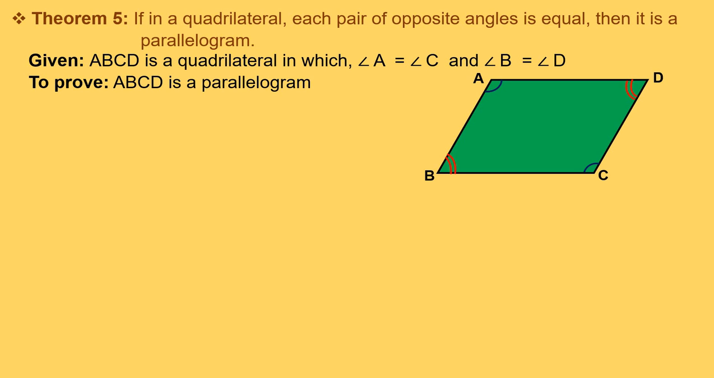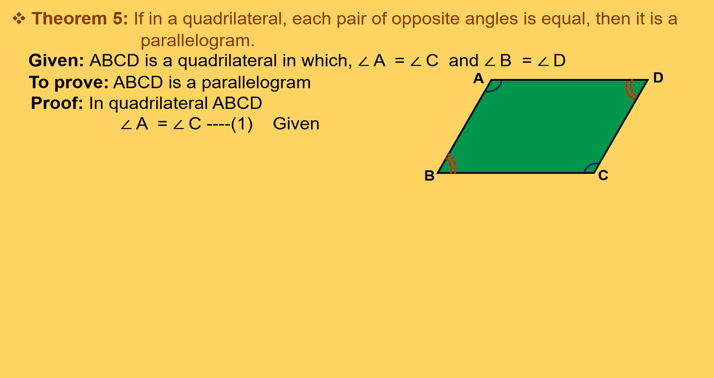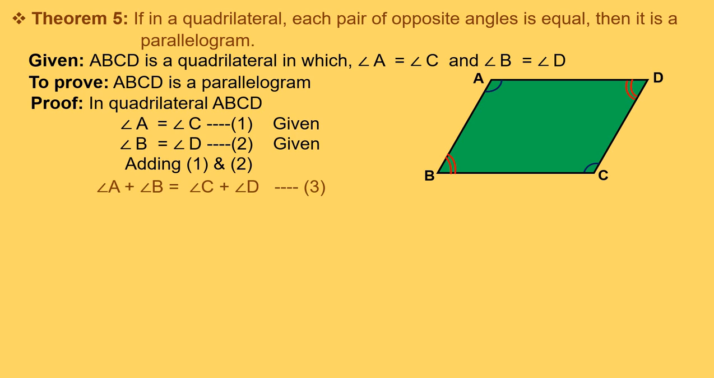So for proof, in quadrilateral ABCD, angle A is equal to angle C. Take it as equation 1, which is given. Angle B is equal to angle D. We'll take it as equation 2. Again it is given. So adding equations 1 and 2, we get angle A plus angle B is equal to angle C plus angle D. Let's take it as equation 3. Also replacing B by D and D by B, we get angle A plus angle D is equal to angle C plus angle B. Let's take it as equation 4.